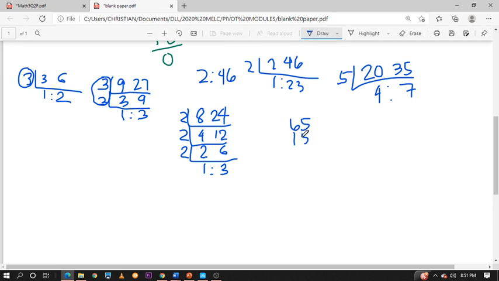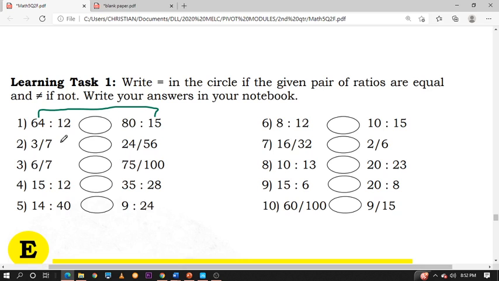65 times 15. So, 5 times 5 is 25. 6 times 5 is 30 plus 2 is 32. 5 times 1 is 5. 6 times 1 is 6. Adding the partial products, bring down the 5. 2 plus 5 is 7. 3 plus 6 is 9. So, 975.